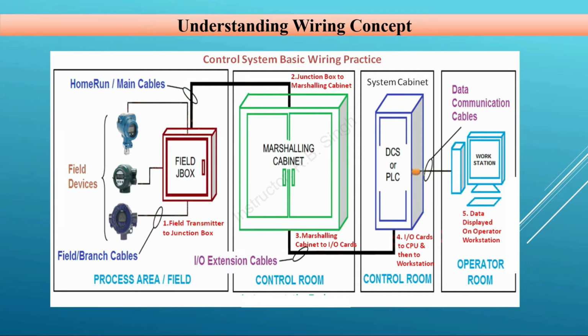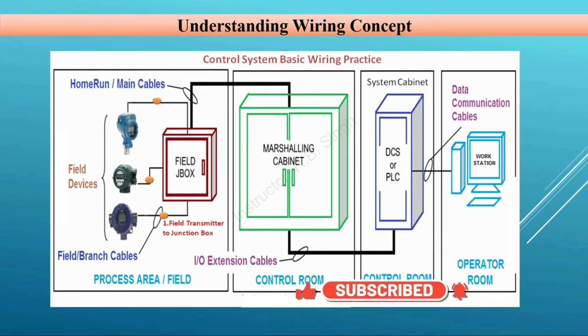You can see the signal flowing from the field to the junction box, then from the junction box to the marshalling and toward the DCS cabinet. You can see that this is the way the signal will go, so this is the way we need to do the wiring also. There are multiple steps, 1, 2, 3, 4, 5. So we have described the 5 steps of signal transformation from field to data communications.